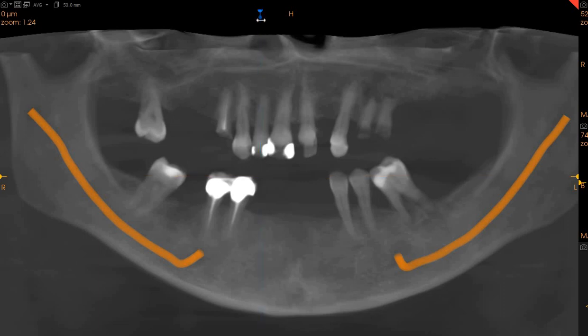This is the CBCT of the patient that you had requested. The area of interest is the lower anterior region.